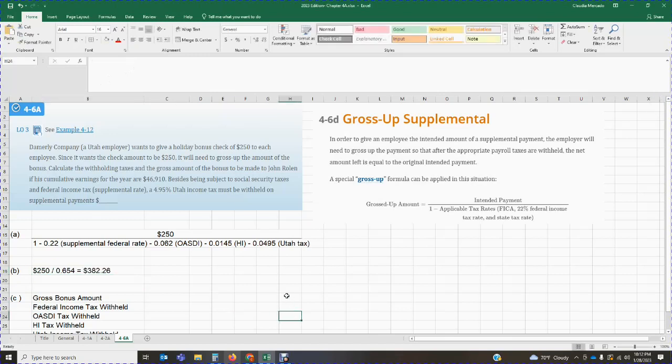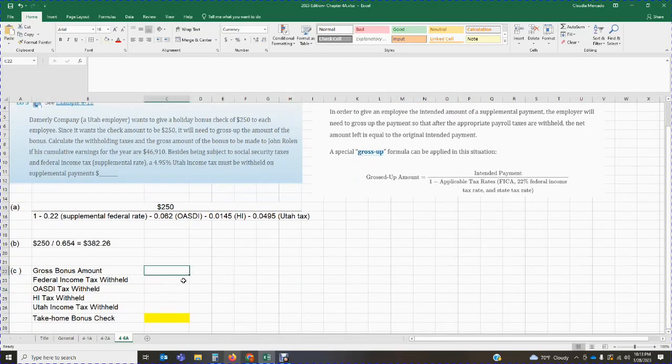So if I want to give my employees a $250 take-home check after taxes, after your federal income tax, your Social Security taxes, your OASDI and your HI, and your state income taxes, you have to pay them $382.26. That way, after deducting all of those taxes, they're able to take home those $250.